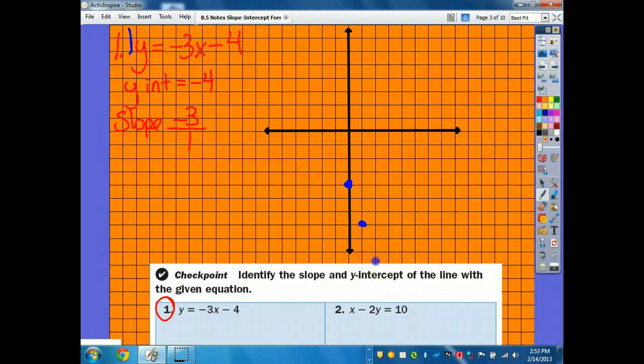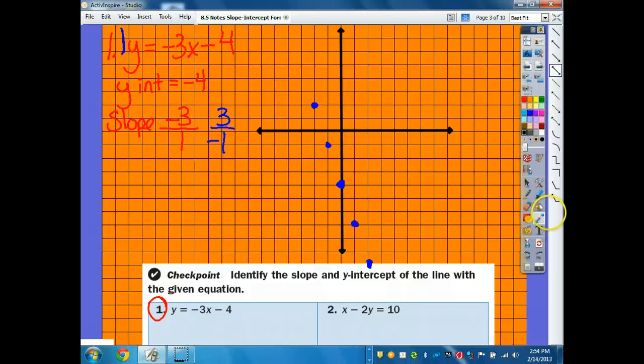Okay, let's do another one. Right 1, down 3. How can I go backwards now? Left 1, up 3. Left 1, up 3. And that would be 3 over negative 1, if we were to give the negative to the bottom, to the denominator. All right, get your straight edge. And there you have it. No T-charts, no zero substitution, just graph it.